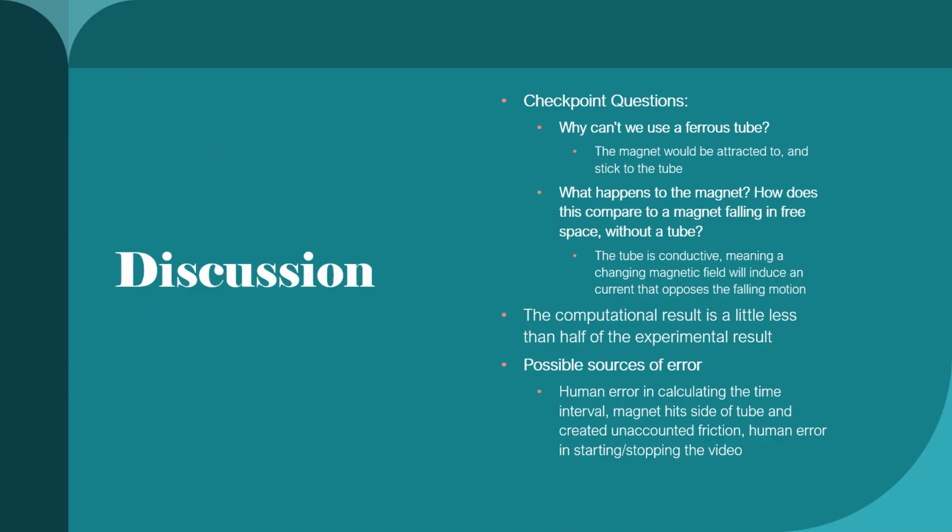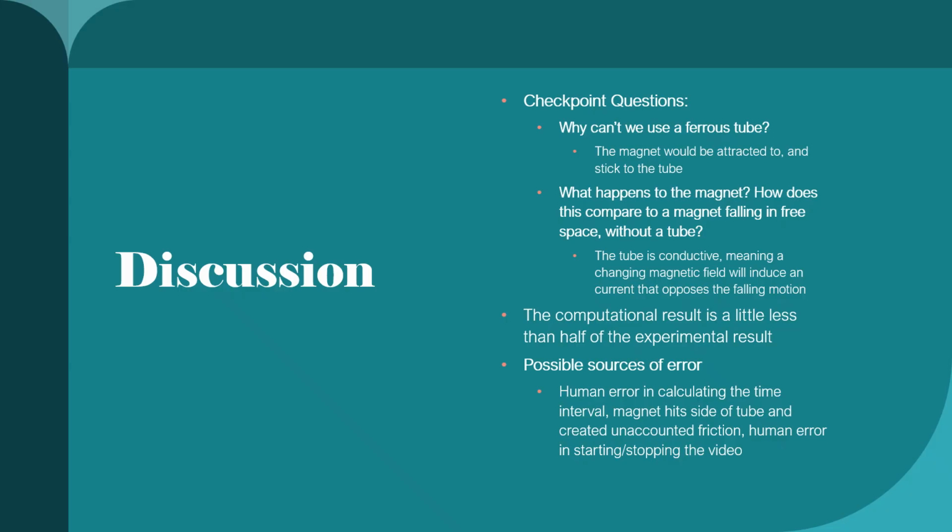So the checkpoint questions from the lab were, why can't we use a ferrous tube? And the answer to this is because the magnet would be attracted to and stick to the tube since it's magnetic. And then what happens to the magnet? How does this compare to the magnet falling in free space without a tube? So the tube is conductive, meaning a changing magnetic field will induce a current that opposes the falling motion. And so this will slow down the magnet. And then in free space, this wouldn't happen because you wouldn't have the force slowing down the magnet, you just have the gravitational force.